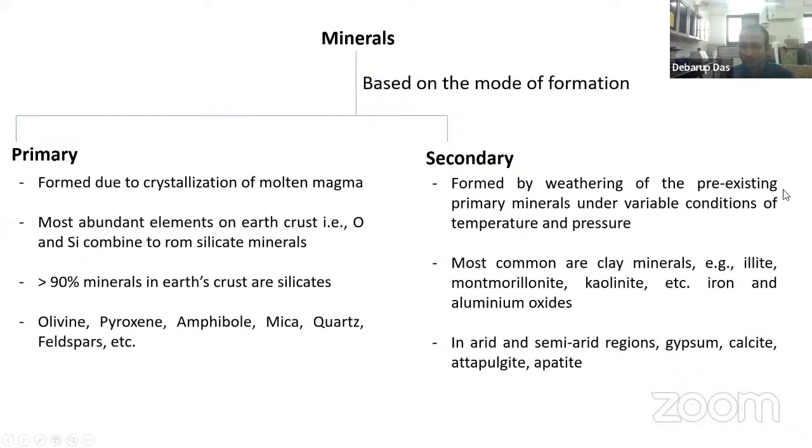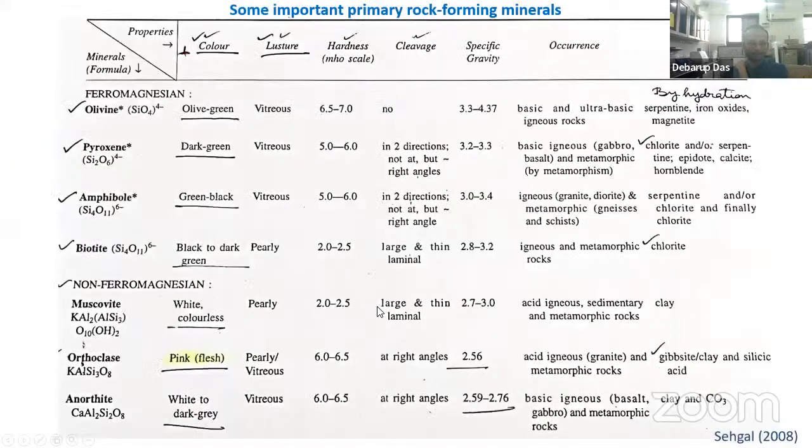Secondary minerals are formed by weathering of pre-existing primary minerals under variable conditions of temperature and pressure. Most common are clay minerals: illite, montmorillonite, kaolinite, and iron and aluminium oxides. In arid and semi-arid regions: gypsum, calcite, apatite. So these are some of the minerals.